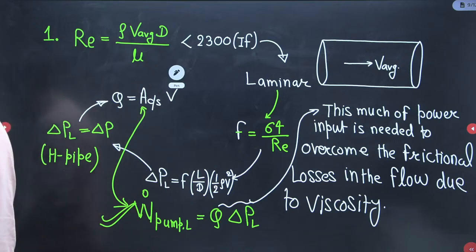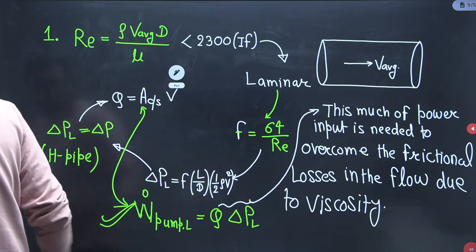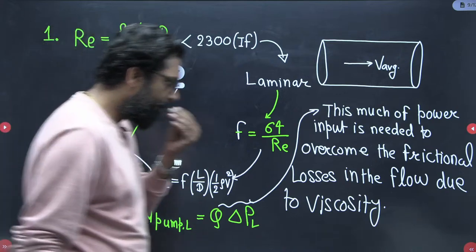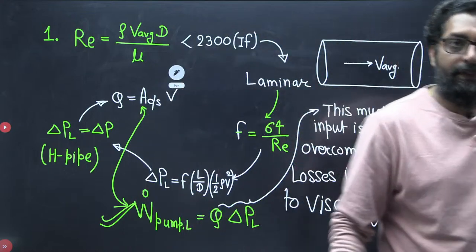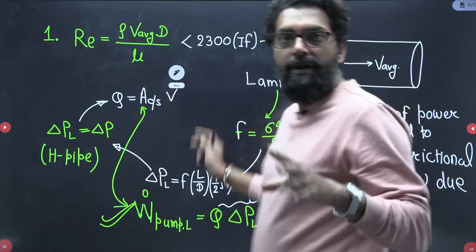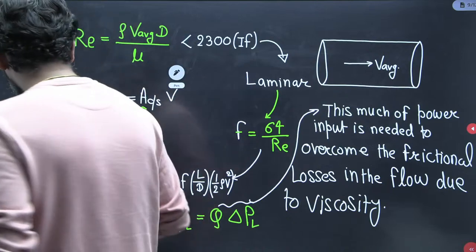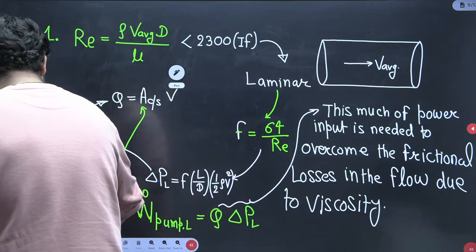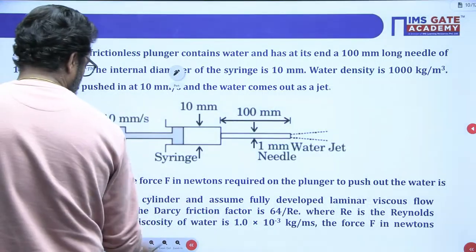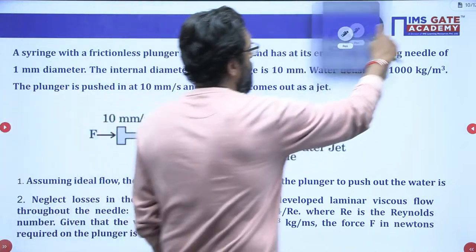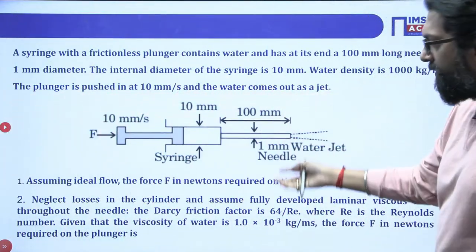Okay. This is done. You can easily calculate. Okay, beta? Done. So these are the formats. Okay, how to calculate? Now you have to try one numerical problem. Please try to solve this one. This is a previous GATE year question.